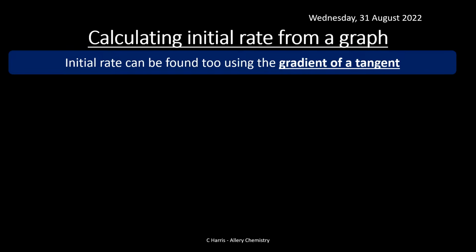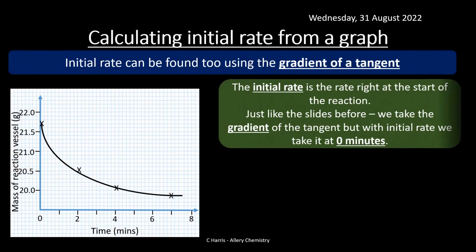Initial rate can be found using the gradient of a tangent too. Initial rate is basically the rate right at the start of the reaction. It's probably the fastest point at which this reaction is going to happen, because you've got loads of reagent there that haven't reacted. You've literally just mixed it. We're looking at the rate of reaction right at the start of that point there.